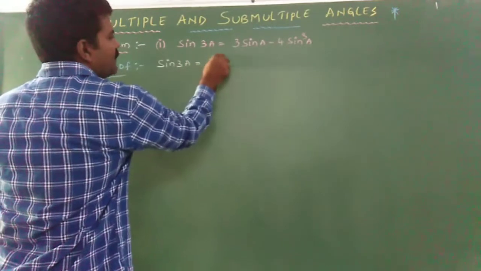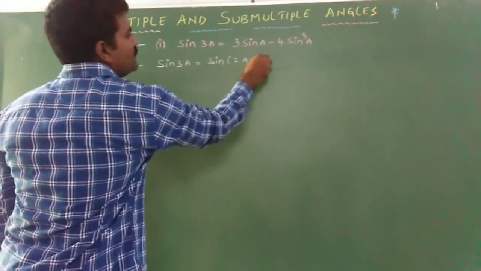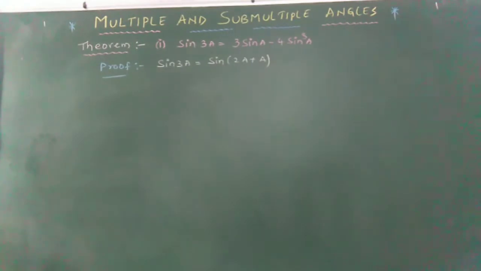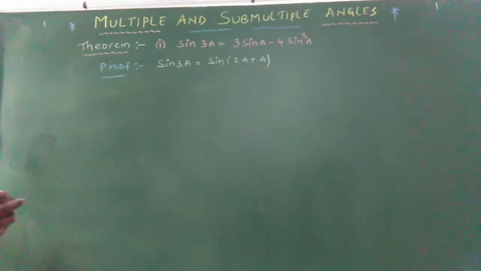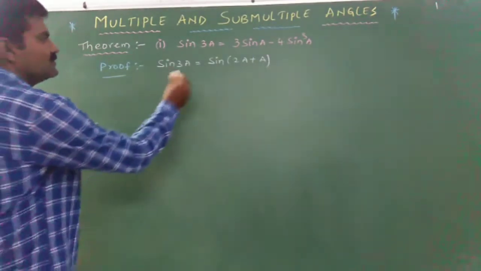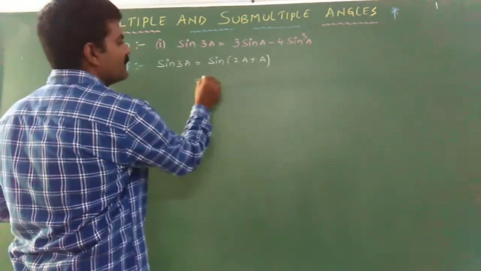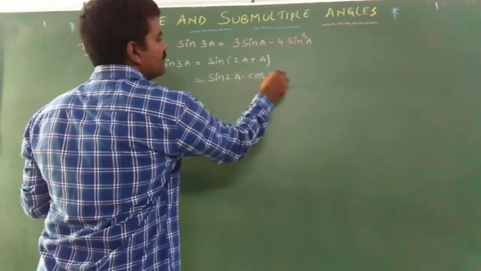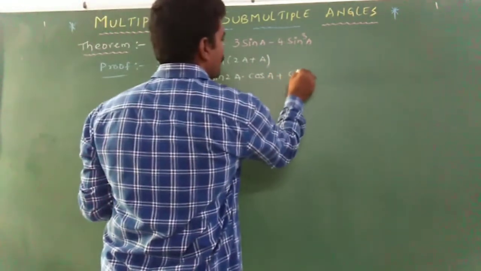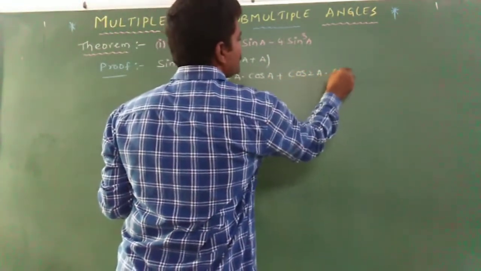So sin 3a, I want to write it as, can I write 2a plus a? Because we know only sin of a plus b. So using the same thing. See my dear, that's why although we are in multiple and submultiple angles, once again we are using the concepts of the previous chapter, that is compound angles. Okay. So apply the formula of sin of a plus a. Sin 2a into cos a plus cos 2a into sin a.